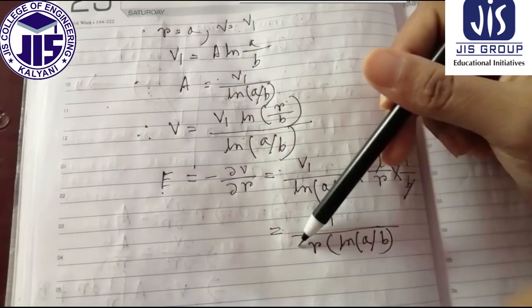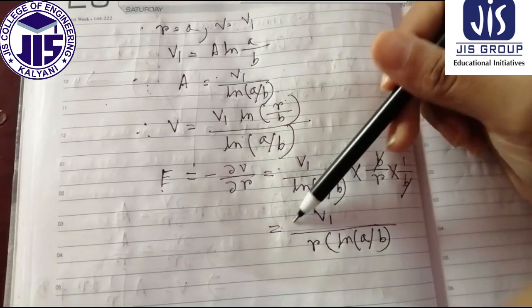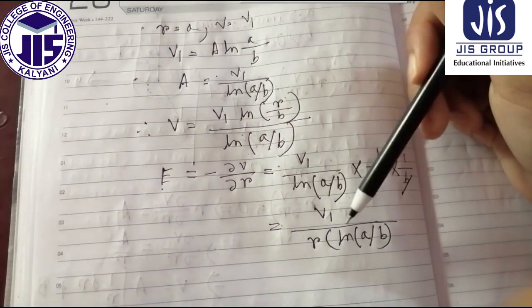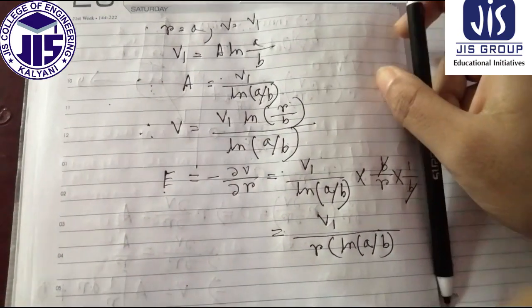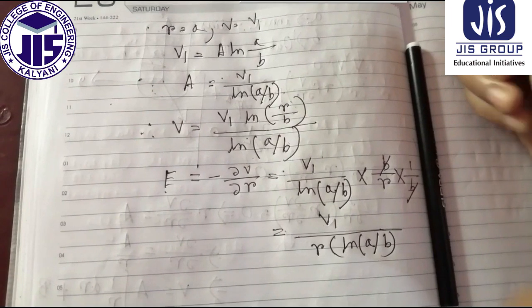Now if we put here r equal to a, then it will be the electric field at the inner cylinder, and for the outer cylinder this will be for r equal to b. So this is about the solution of the Laplace equation.